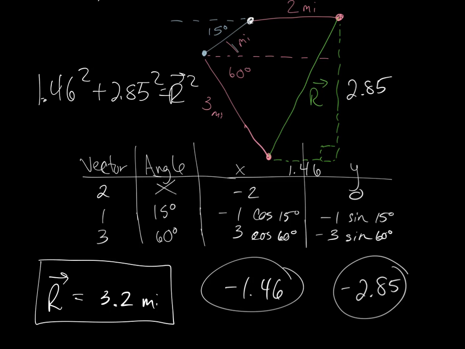Now, the overall displacement is 3.2 miles. But the question is, what's the angle that it's moving at? How do you find the angle? Well, think about this. Where's your starting point? Your starting point is right here. Your ending point is right here. So the object is moving which way? What's the directional? South, southwest. Good. South, then west.